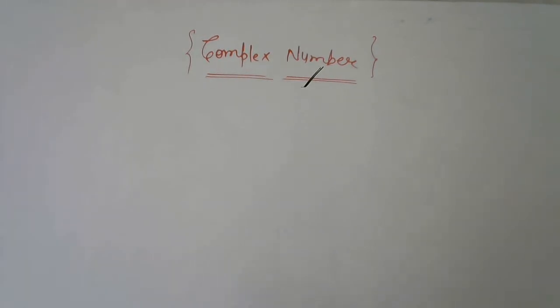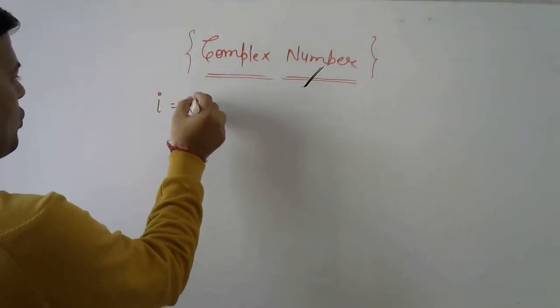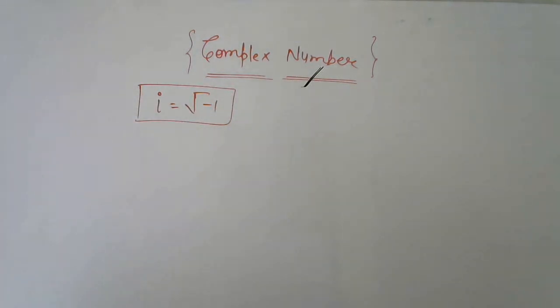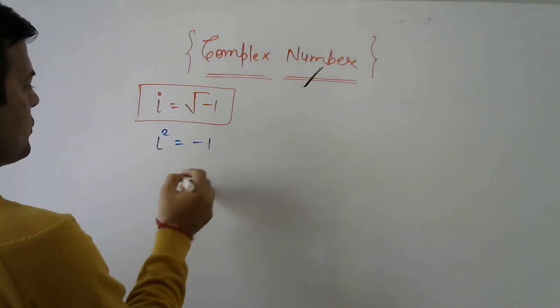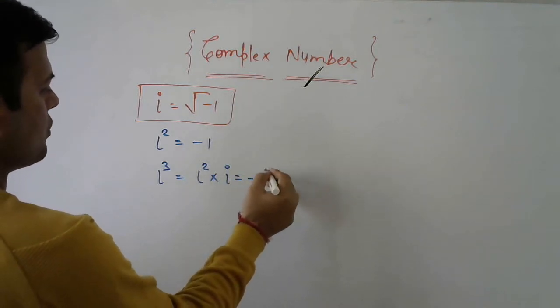Now I discuss iota. I have defined iota as root minus 1. Root minus 1 is iota. So if I square it, I get iota square equals minus 1. Iota cube will be iota square into iota, that is minus iota.